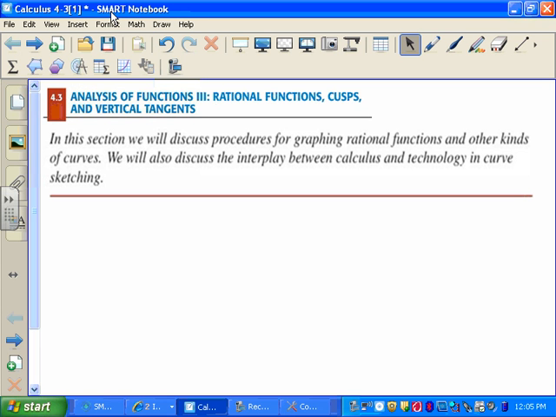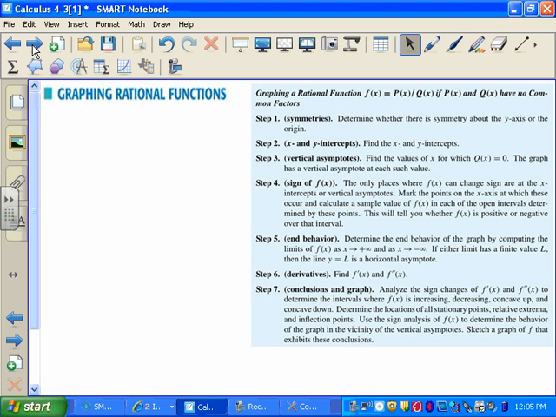All right, so today we're going to talk about section 4.3, analysis of functions, rational functions, cusps, and vertical tangents. In the last couple of days, we've been just analyzing our basic functions. Today we're going to start analyzing our rational functions and additional functions. All right, so a couple of things that we want to point out.